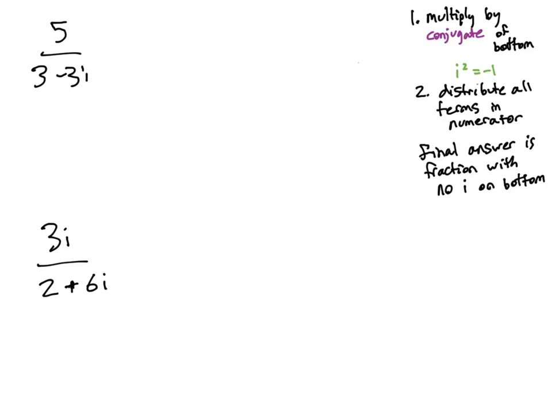So now let's work through some more examples and put this method to use. In each problem, what we want to do is multiply times the conjugate of the denominator, which means that we'll keep the same real term from the denominator, but switch the sign of the imaginary term. And remember that if we multiply times something in the denominator, we need to multiply times the same thing in the numerator so that our fraction stays balanced.